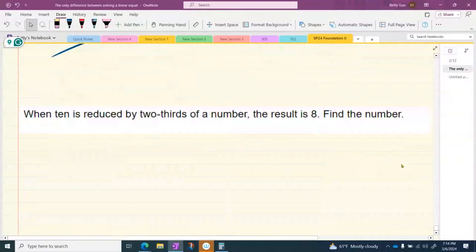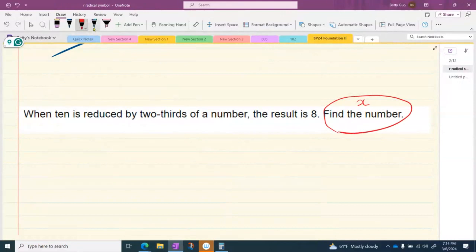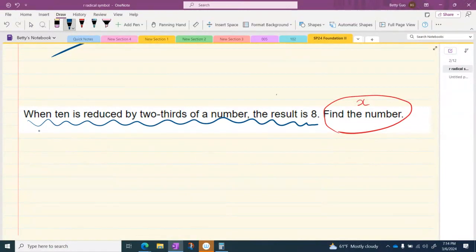Find the number. Let's say the number is x. Do you think you're able to translate this sentence? The result is 8. Equal to 8. How do we know to translate to an equal sign? The keywords equal to, is, the result is, total as, the sum is, mean you are having an equation. Something equals something. What equals what? 10 is reduced by. Reduced by is a keyword for subtraction.